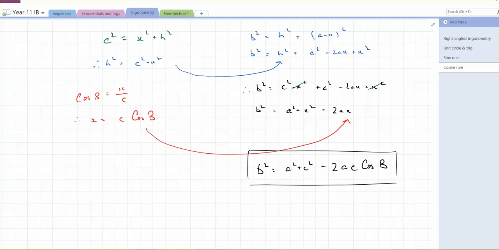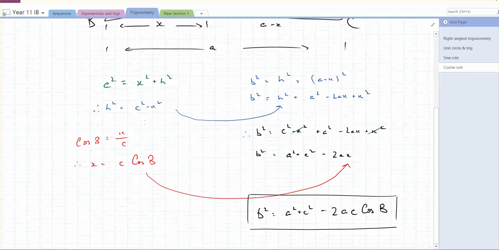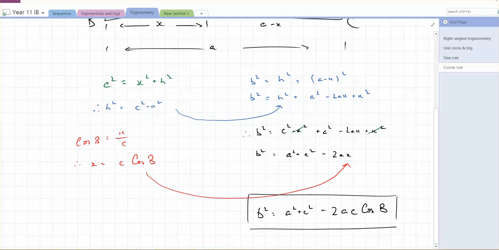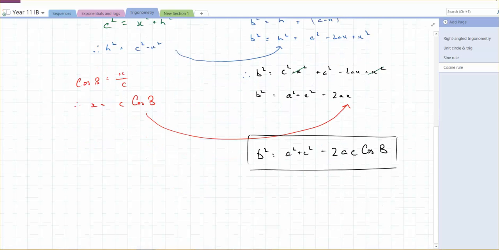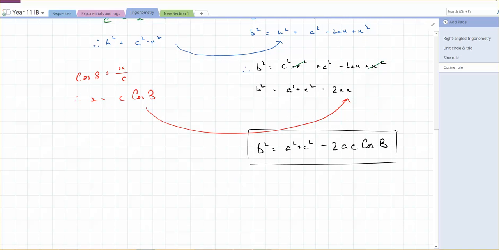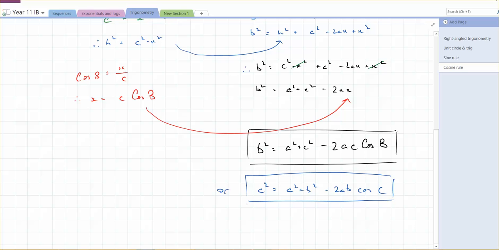What this says is you can find the square of a side by knowing the other two sides and the angle opposite the side you're trying to find. This is B, the other two sides are A and C. So this is also, or c squared equals a squared plus b squared minus 2ab cos C. That's how it's most often represented, the cosine rule, for sides, to find an unknown side.